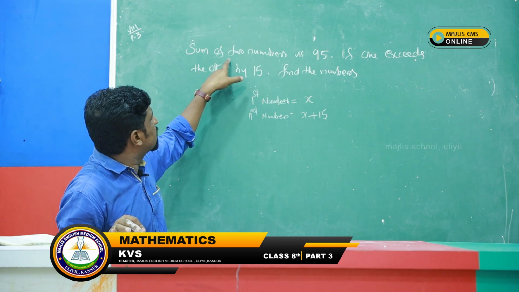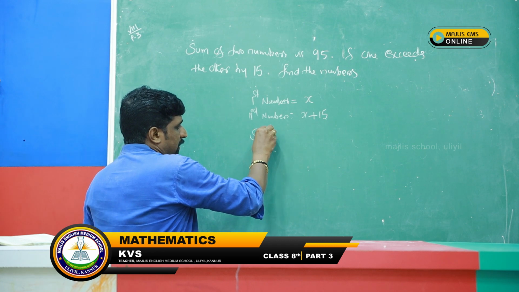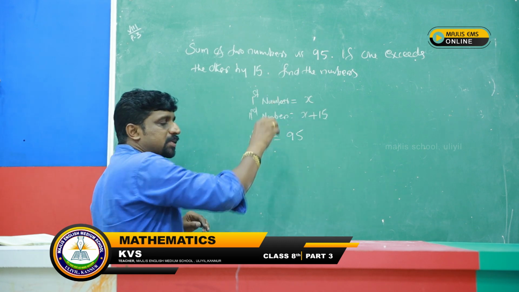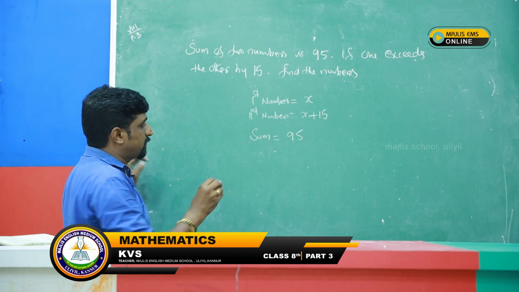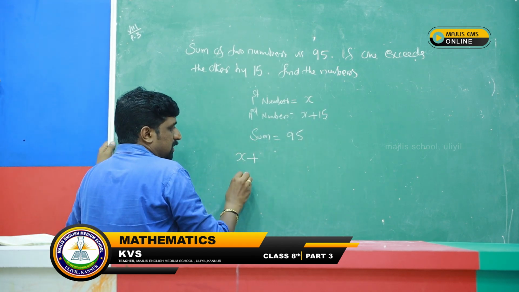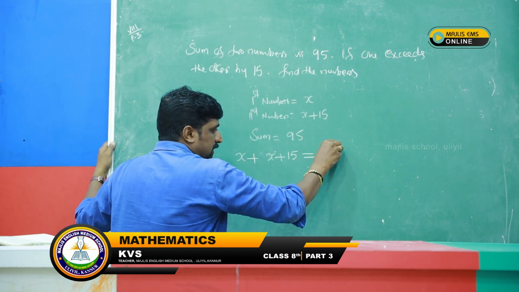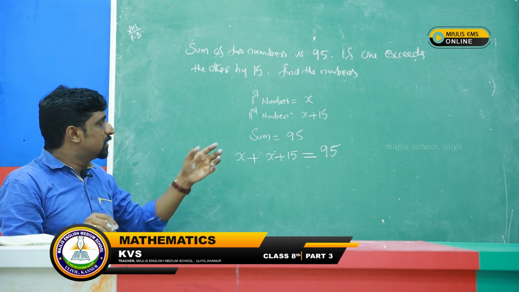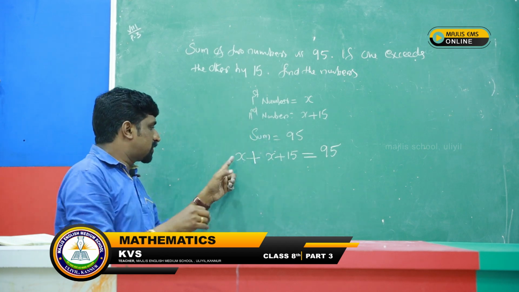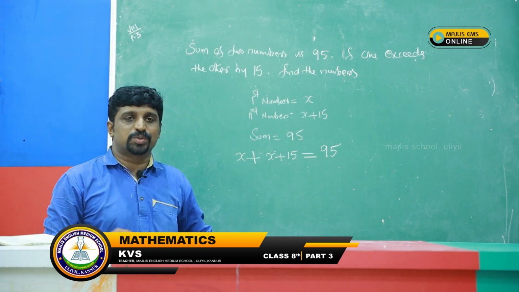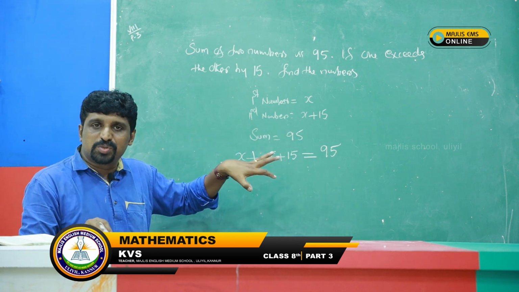And the other condition is that the sum of the two numbers is 95. That means the sum of these two numbers is 95. Therefore, we can write x plus x plus 15 equal to 95. We can form the equation like this: first number plus second number equal to 95. Now we can solve. You already know the solution of linear equations.